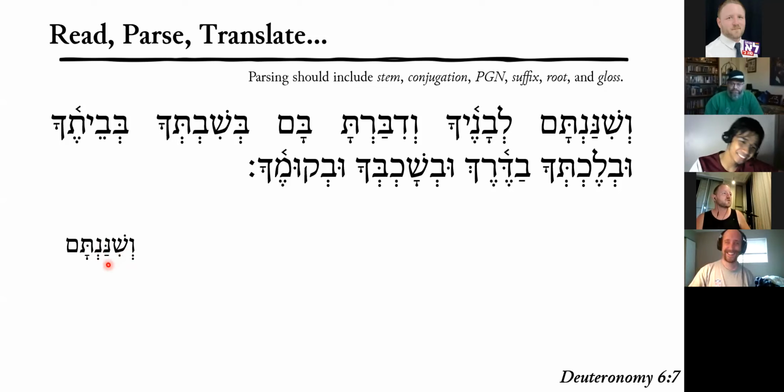So shinanta would be the normal perfect form. Shinanta. And the suffix ending. So vishinantam means you will repeat them. It means the words that Moses is telling them to repeat.